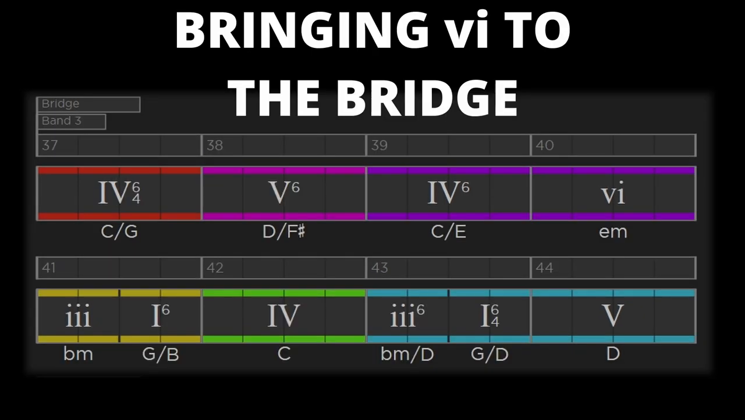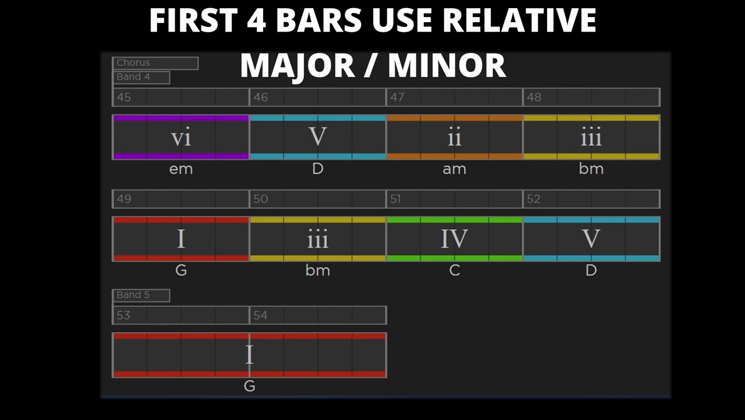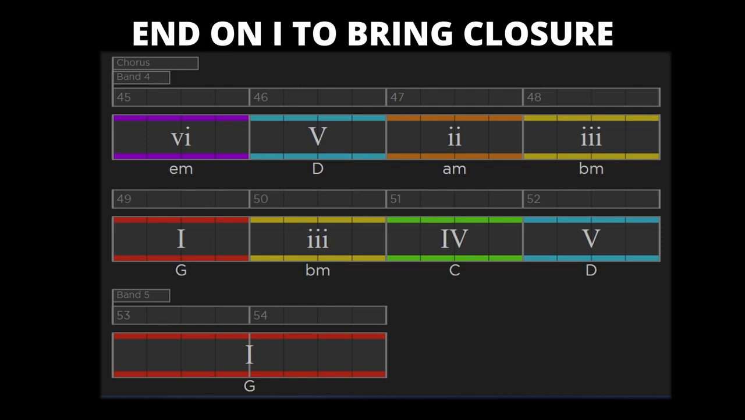In the 4th bar of the bridge, we're swapping out the 4 chord for the 6 minor chord. This shares the bass note with the inversion in the bar before. The rest of the bridge is the same. For our final chorus, we have swapped out the chords for their relative minor or major in the first half. The second half is the standard chorus progression, and we end on a 1 chord this time to bring the song to a close.